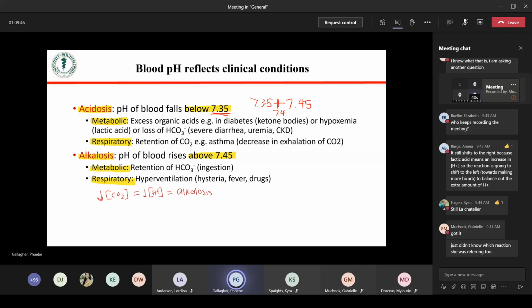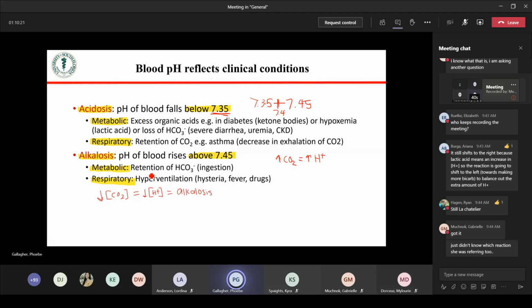So if you have an excess in ketone bodies or a loss of bicarb where your blood pH is going to drop, you're going to know that as metabolic acidosis. So it's something where your body is making it happen. If your lungs are doing it by retaining CO2 in certain respiratory illnesses, you're going to have an increase in CO2. And remember that if CO2 increases, you're going to have an increase in protons.